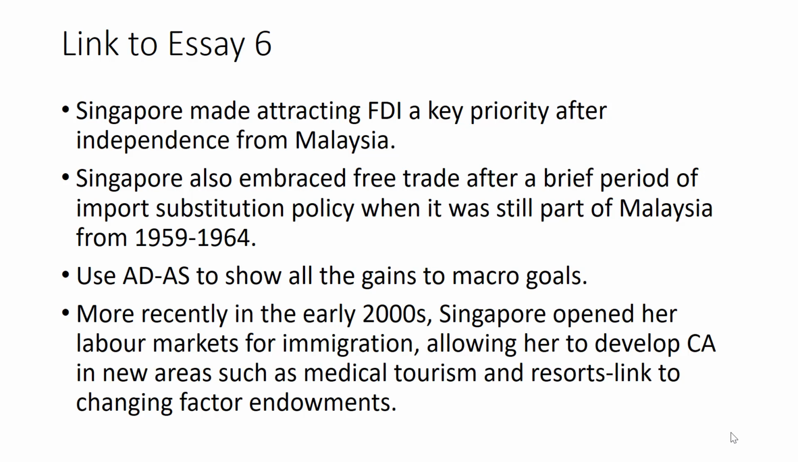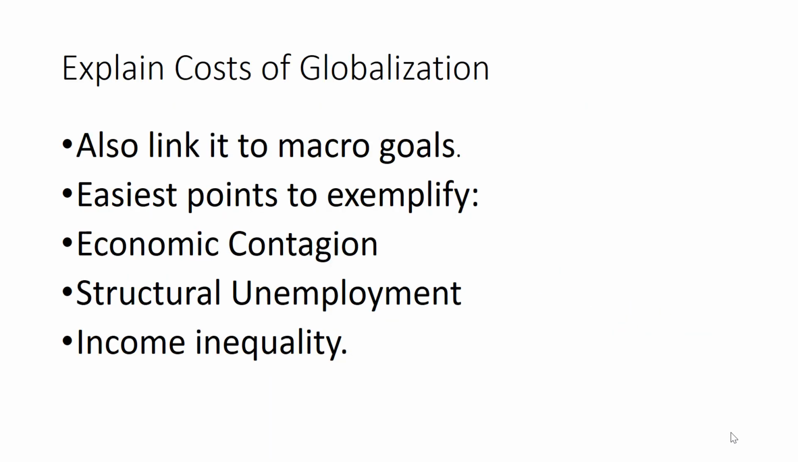Without the availability of, let's say, foreign workers to work in these resorts, without the availability of attracting foreign doctors and foreign nurses to work in our Mount Elizabeth, our Parkway hospitals, there's no way we'll be able to develop such comparative advantage in these sectors. So you can think of this labor migration as a way for changing our factor endowment to be slightly more labor abundant, allowing us to develop a comparative advantage in such areas as well. So these are some of the important benefits of globalization to Singapore.